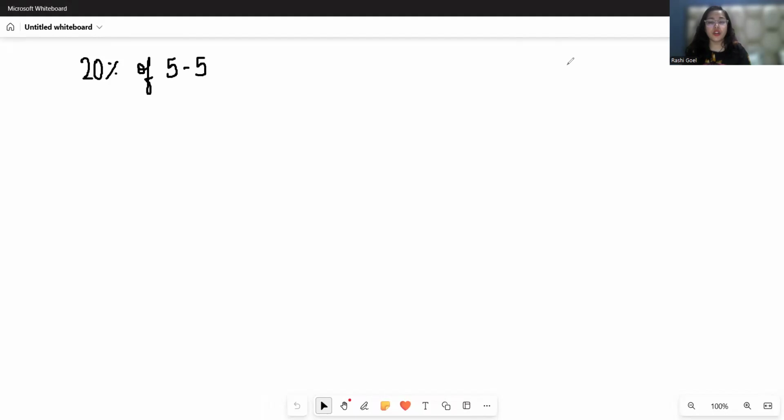So first, according to the PEMDAS rule, we have to use the exponent signs or the parenthesis here. So 20%, I can write it as 20 by 100 of, we can replace with multiplication 5 minus 5. So we have three things to do: division, multiplication and subtraction. So according to the PEMDAS rule, we have to give priority to division first.